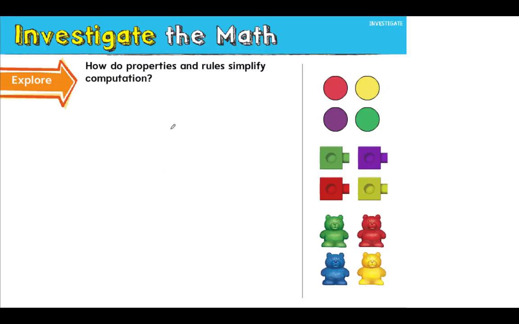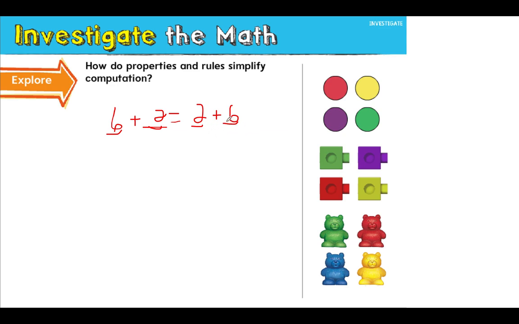So anyway, first question: how do properties and rules simplify computation? This is just a way of asking how do some of the big ideas we have about adding and subtracting help us fill in some blanks or make finding numbers easier. So something like 6 plus blank equals 2 plus 6, right? Well, they can let us look at how the equation's built and say, okay, I want the same on both sides, so this must be a 2, right? And so we did that with the addition properties, right?